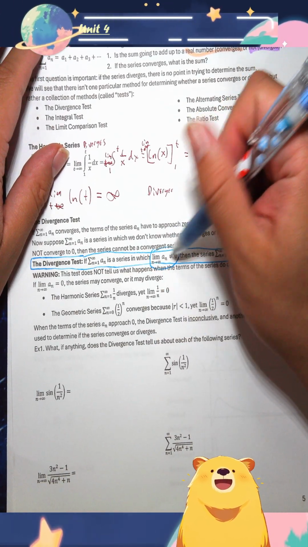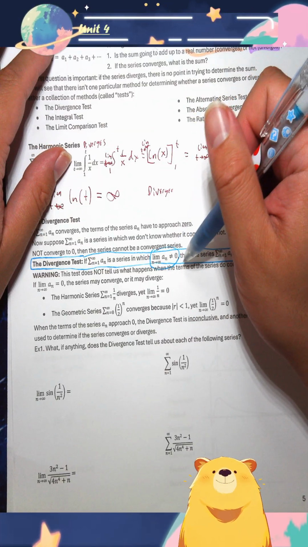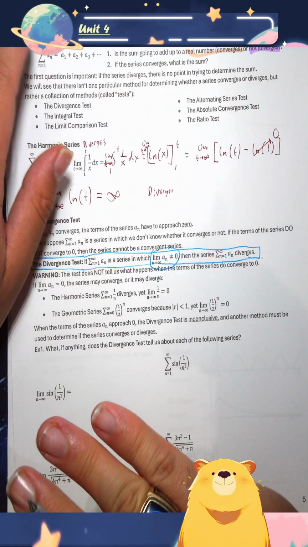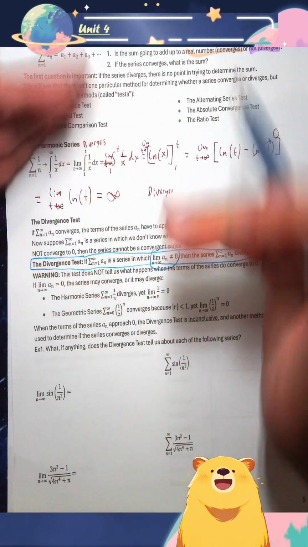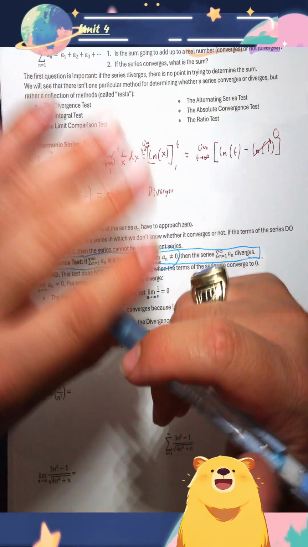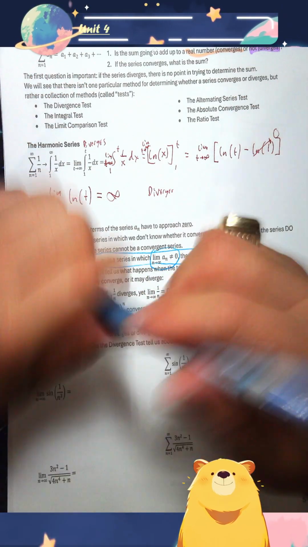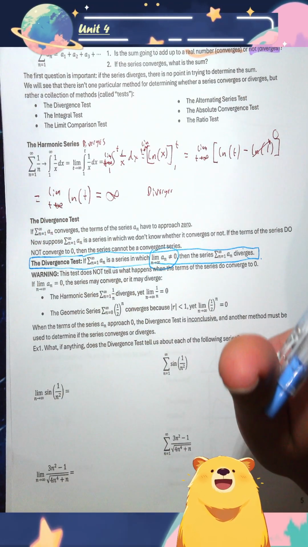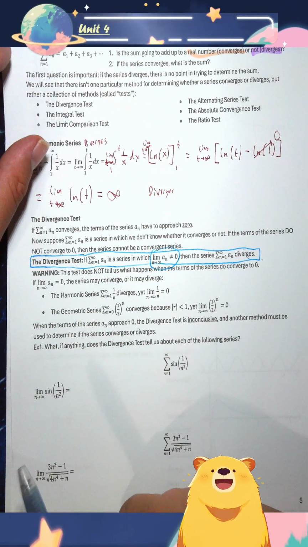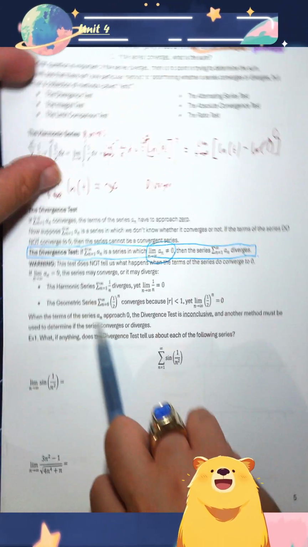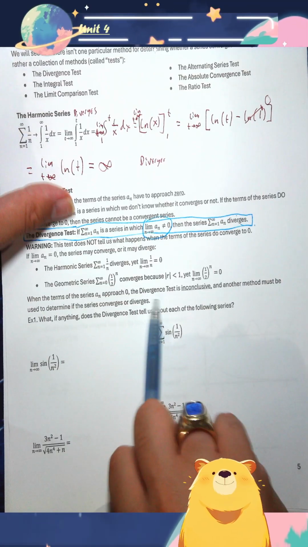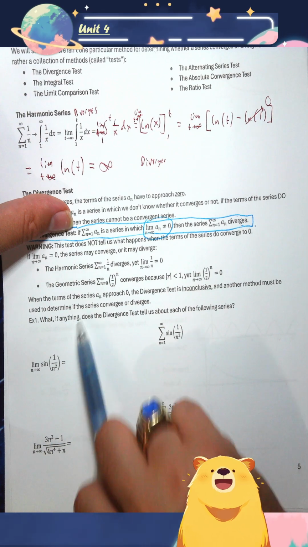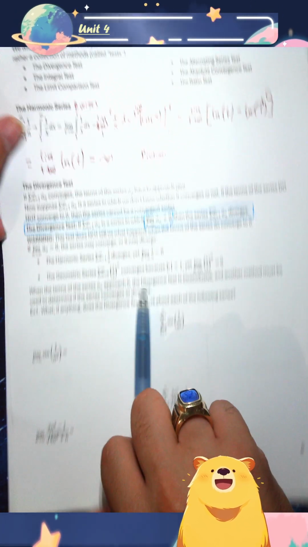So this test is not, it equals 0, now what? It's literally you checking if it doesn't equal 0. If it doesn't equal 0, then you're allowed to assume it diverges. You're not allowed to assume the opposite, because it equals 0, it converges. It just doesn't equal 0, diverges. Plain straightforward. Okay. When the terms of a series approach 0, the divergence test is inconclusive, and another method must be used to determine if the series converges or diverges.